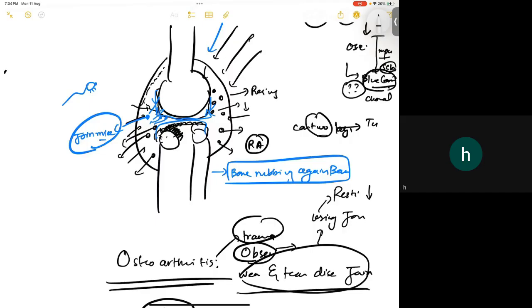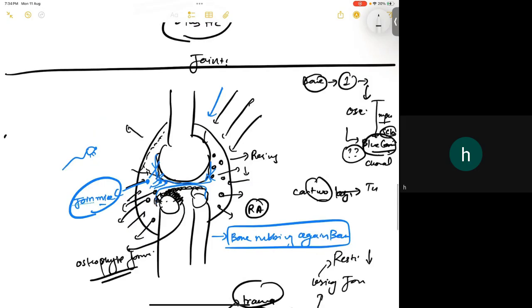And this reactive outgrowth is basically called osteophyte formation. Is it clear? As we discussed, if the same kind of thing happens in two joints in your finger, what are they? DIP and PIP. Yes, that will result in the formation of these osteophytes, and with that, the joints are going to grow a lot, right? The joints are going to appear as big nodes.